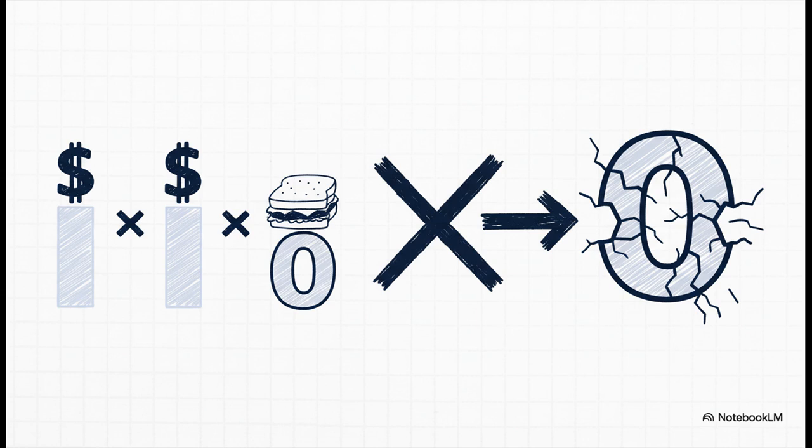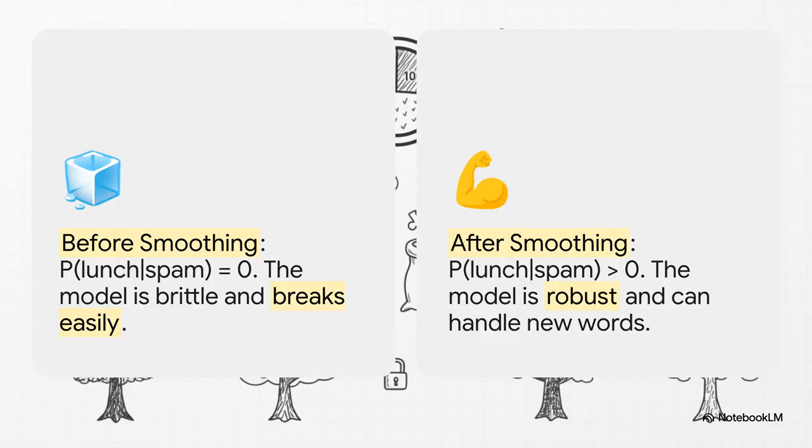See, we're multiplying all these probabilities together to get our final spam score. So what happens when you multiply anything by 0? The entire calculation becomes 0. It doesn't matter that the word money is a huge red flag for spam. That one single word lunch just torpedoed the whole thing. The model completely breaks. Luckily, there's this really clever little trick called Laplace smoothing.